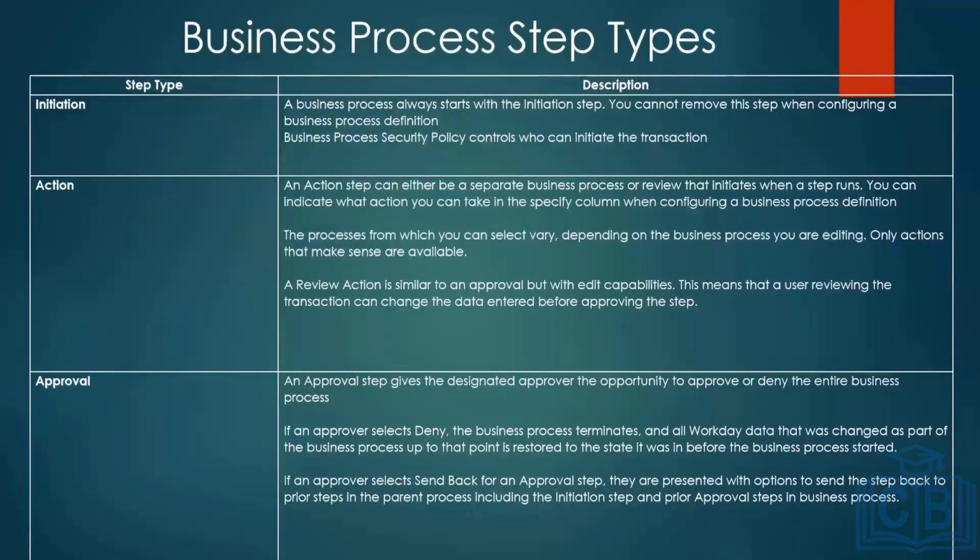Action now. An action step can either be a separate business process or review that initiates when a step runs. You can indicate what action you can take in the specify column when configuring a business process definition. We have seen this yesterday, how we are adding this step in our business process. The processes from which you can select vary depending on the business process you are editing. Only actions that make sense are available.